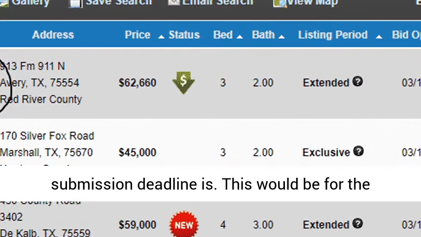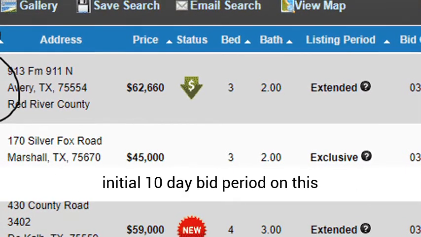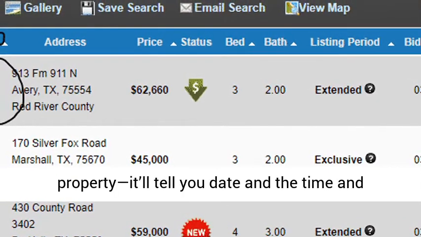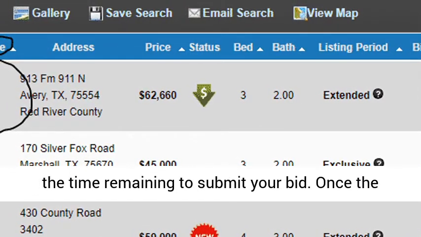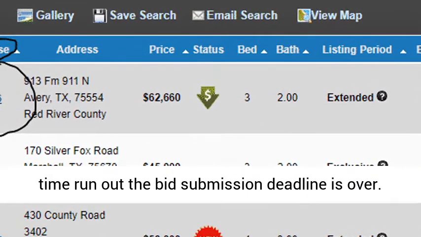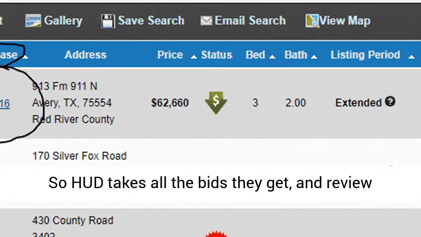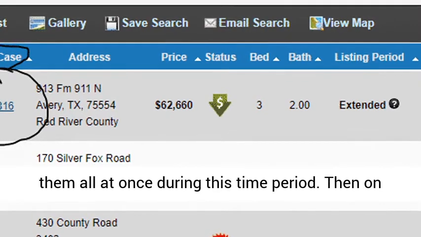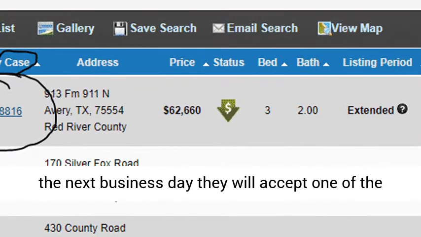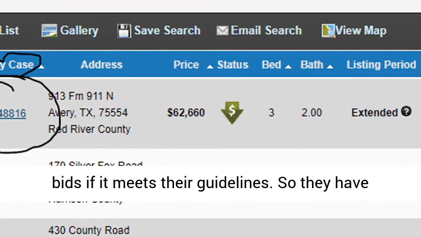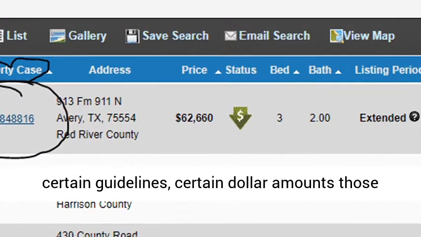Now you want to know when the bid submission deadline is. This would be for the initial 10-day bid period on this property. It'll tell you the date and the time remaining to submit your bid. Once the time runs out, the bid submission deadline is over. So HUD takes all the bids they get and reviews them all at once during this time period. Then on the next business day they will accept one of the bids if it meets their guidelines. So they have certain guidelines, certain dollar amounts those bids have to meet.